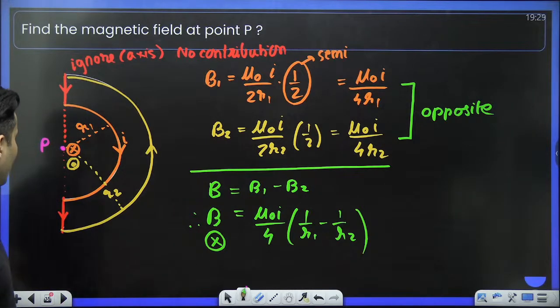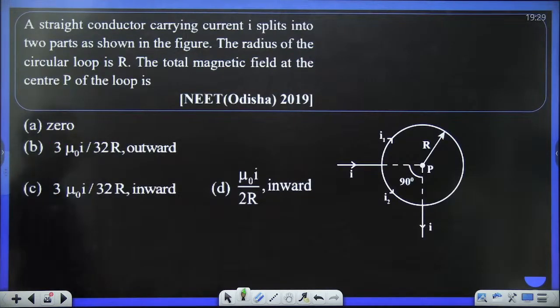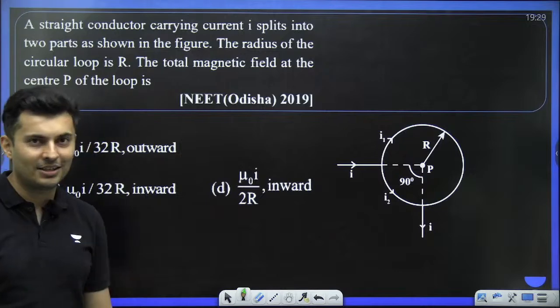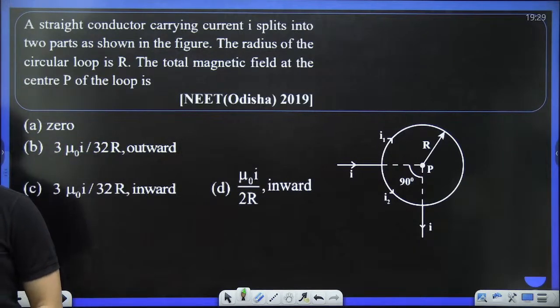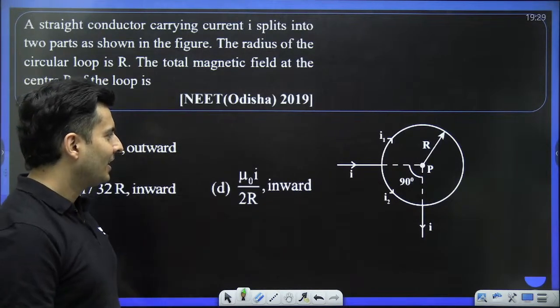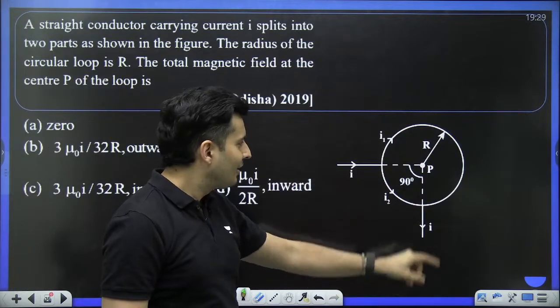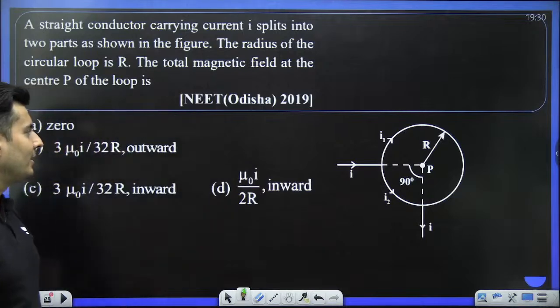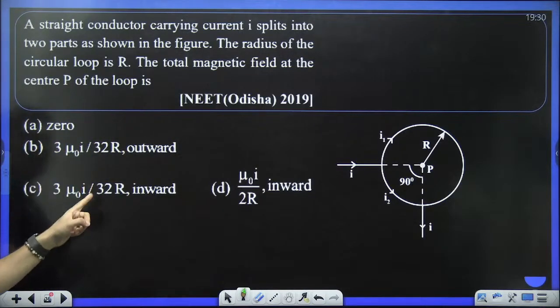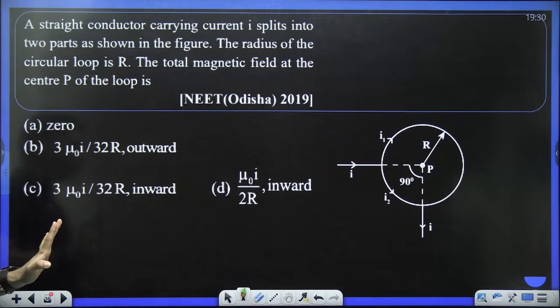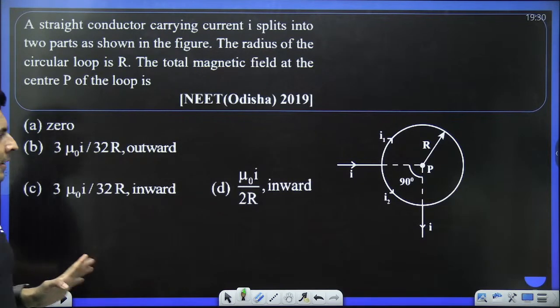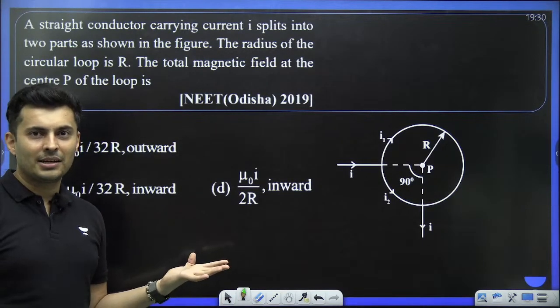Right? So moving on to the next question coming up on your screen. This was asked in NEET 2019. Let's see how many of you can crack it. Current goes, distributes and comes over here. The question is, find the magnetic field at the center. 0, this much out, this much in, this much in. Very interesting question. You can spend some time solving it.